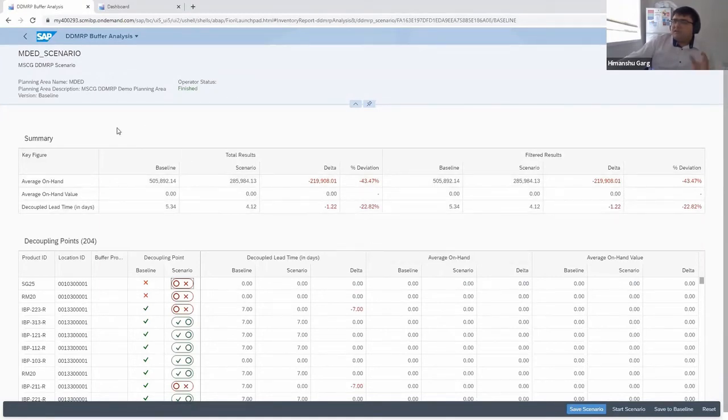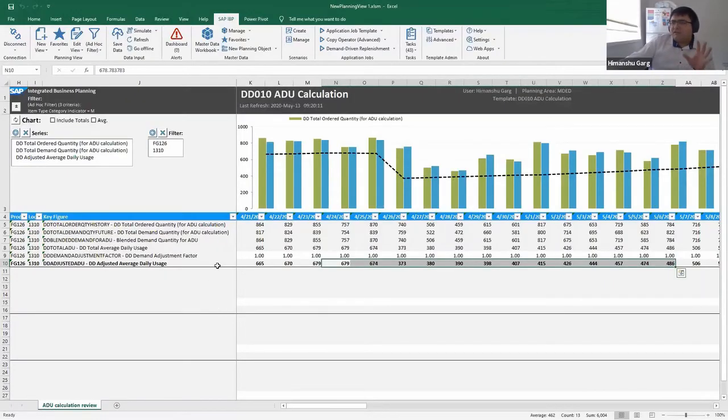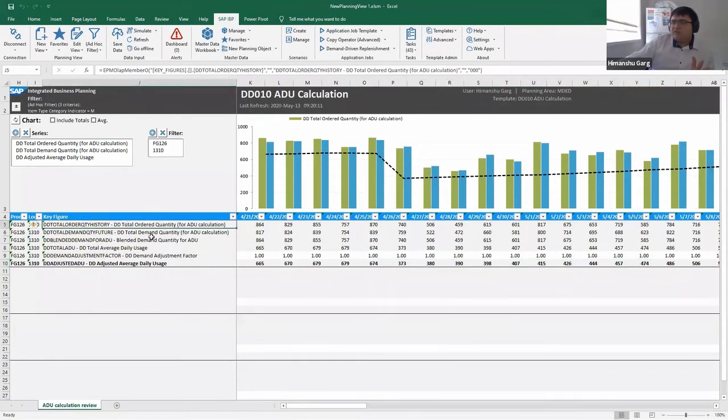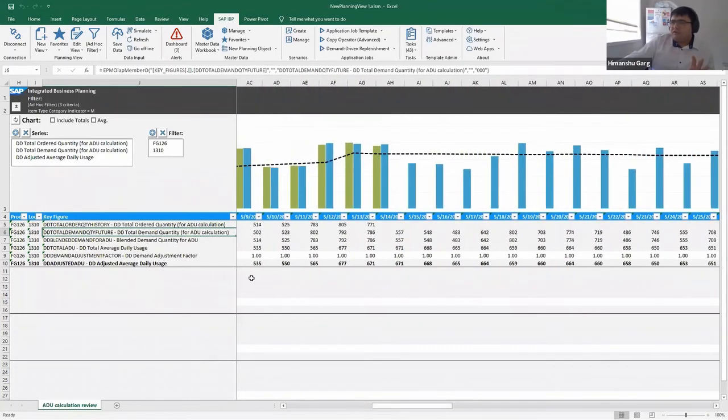Okay, so now this is the web UI. The similar information is also available in SAP IBP add-in for Excel, and here we can see the data which resides in SAP IBP system directly. So the first view that we're going to look at here is the view where we see the ADU calculation, ADU being average daily usage, right? So in this view, you can see what is my past history, what is my future demand, and what is my blended demand, basically taking the past history as well as the future demand into one key figure. And then the system calculates the total average daily usage.